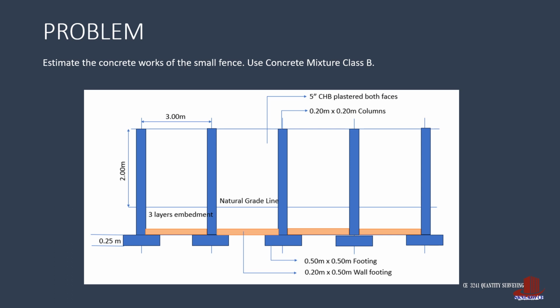The columns are 0.2 by 0.2 and the wall footings are sized at 0.2 by 0.5. It is instructed that concrete mix Class B should be used. Masonry uses 5 inches CHB plastered both faces, but the estimation of masonry works is placed in another video.